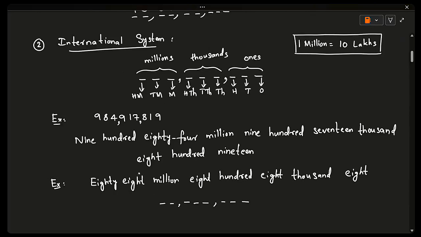How to write 88 in millions period? You can write 88. Now in thousands period, what you have? 808. How to write 808 in thousands period? 808. Now, ones period, that is only 8. But how can you write 8 in 3 digit places? 008. So this is the number we have written: 88,808,008. That's it.